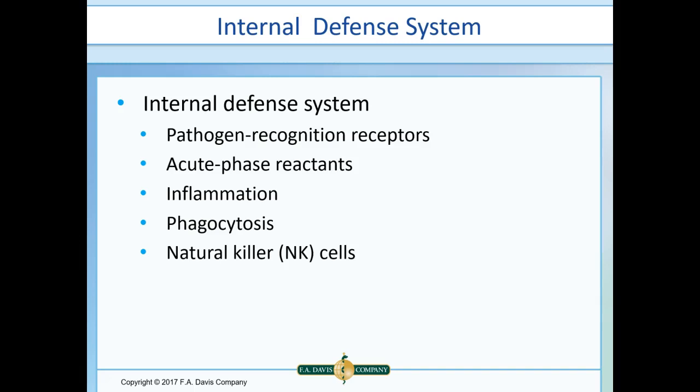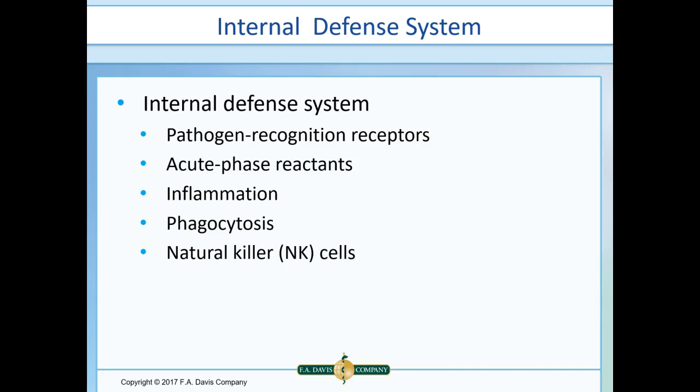Next, we'll quickly discuss the internal defense system. With this, we have to recognize that pathogen recognition receptors are what these cells are looking for. So, bacteria have certain molecular patterns on them that these phagocytes are able to recognize and eat. Acute phase reactants help promote the inflammation in the area. Okay, so once those are present, it draws more cells to the area. We know what phagocytosis is by now. I think we've pretty much beaten you to death with that one.